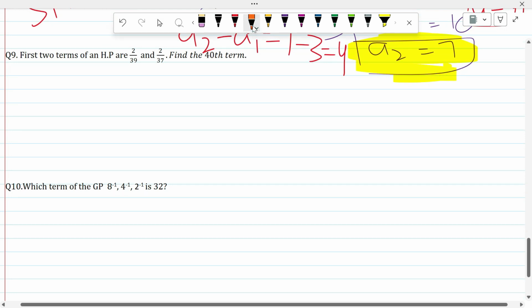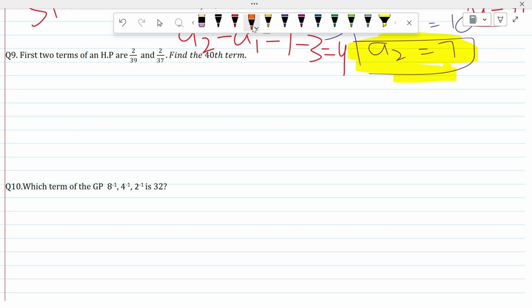Now we have an HP. Okay, sorry, it's not an, it's a HP. We have HP: 2/39, 2/37. Now, what is 2/39? It is the first term. And what is 2/37? It's the second term. Now, I have to find the 40th term. It would be a lengthy process.